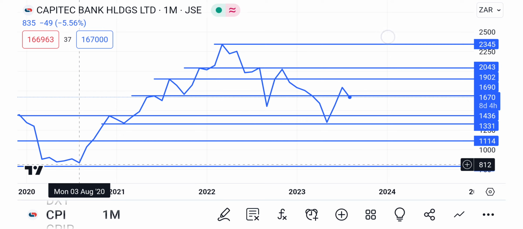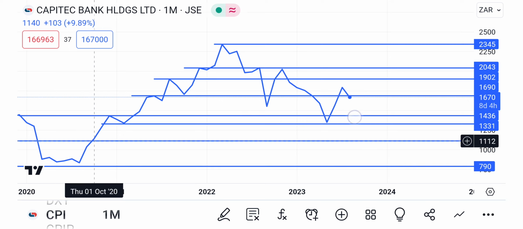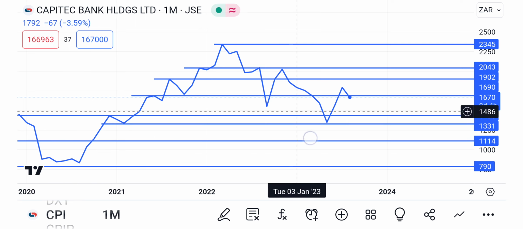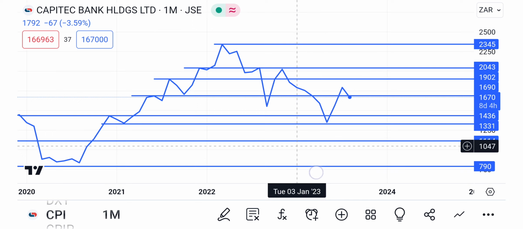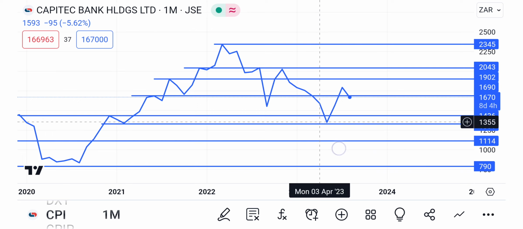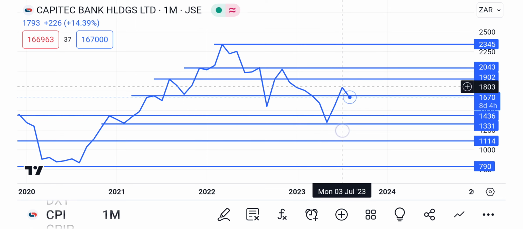What level is this? Up until it reaches that demand zone, that is at 1,331. It reaches this demand zone. Then again, this year, May 2nd, people bought again from 1,357. Then they decided to sell when July 3, they started to sell some of their shares.